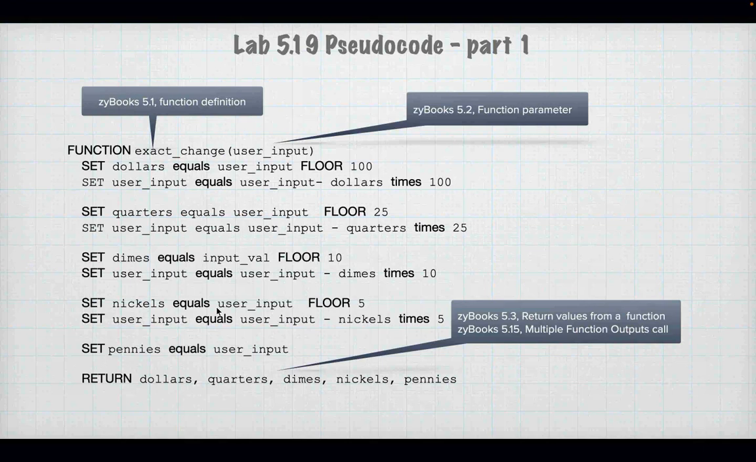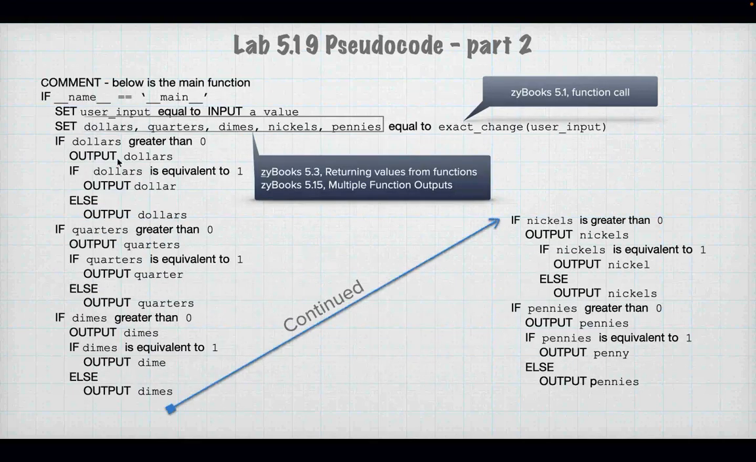So in this particular function, I have 1, 2, 3, 4, 5 return values that are coming back. So I have a place to put them when they come back. And where do I put them? I put them in different variables that are set up. And there's, again, a single equal sign. So I would have dollars, comma, quarters, comma, dimes, comma, nickels, comma, pennies, the equal sign, and then exact change user input. So that's how that looks, and it's all done on one line.